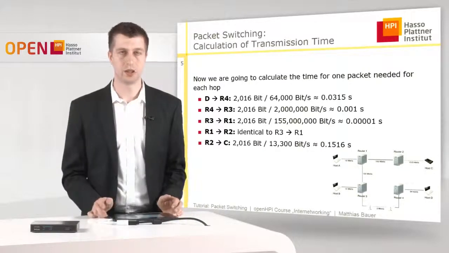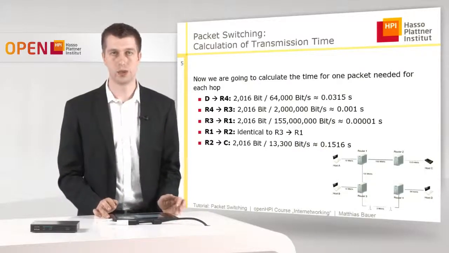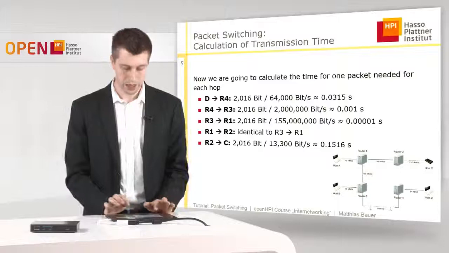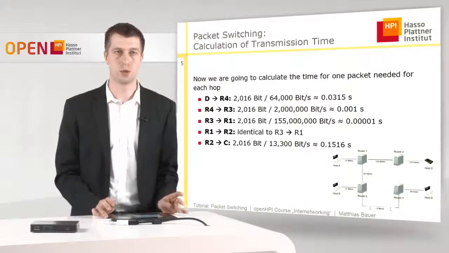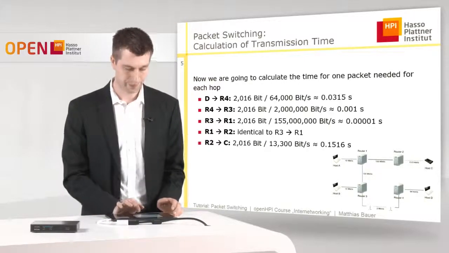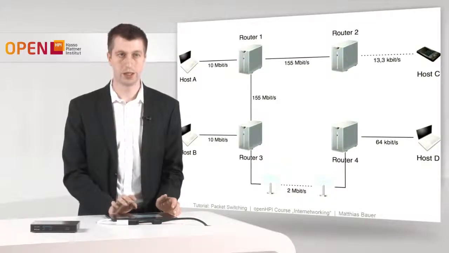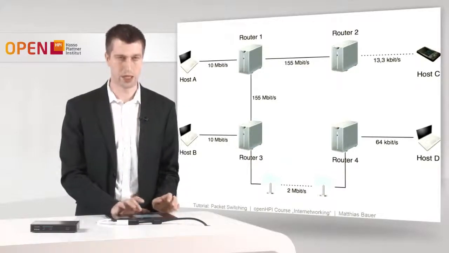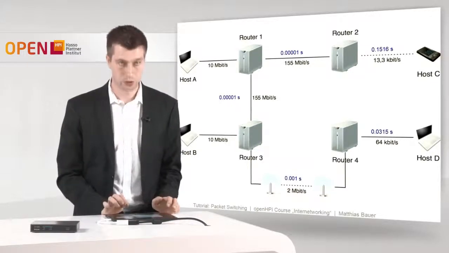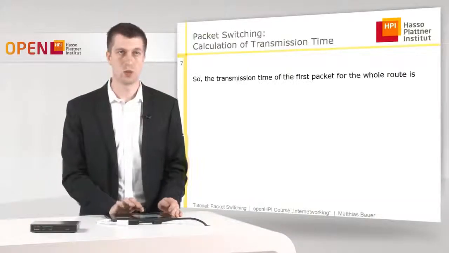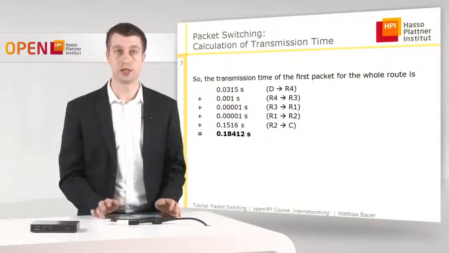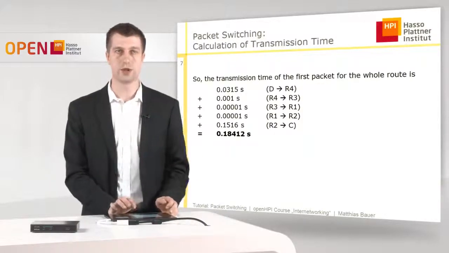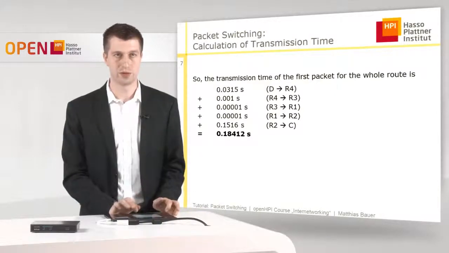And finally, we have to calculate the transfer time between router 2 and host C, which is a very slow connection. It has only 13.3 kilobits per second, and that leads to a transfer time of roundabout 0.1516 seconds. So we calculated the transfer times for each hop for one packet, for the first packet of all of these packets to be transferred. So we have 0.0315 seconds and so on. So when we add the time needed for the first packet to get from hop to hop and add all the times we just calculated, we get something like 0.18412 seconds needed for the first packet for the whole route.